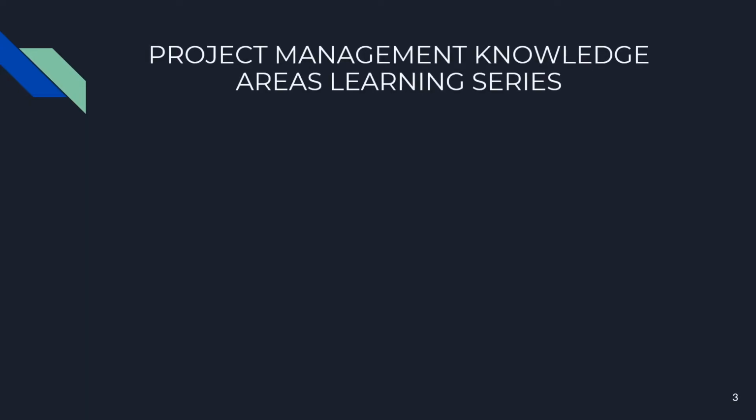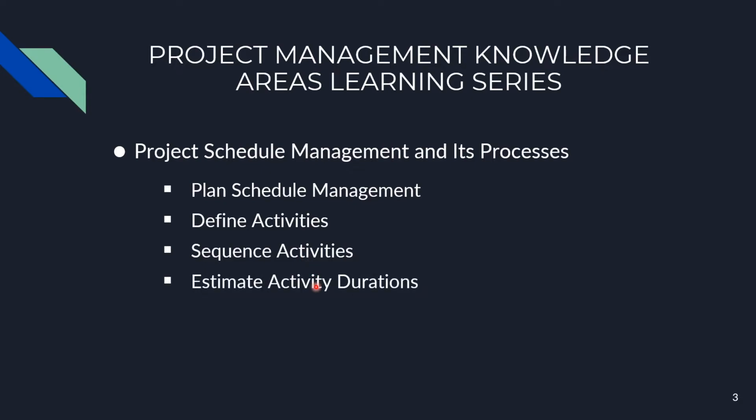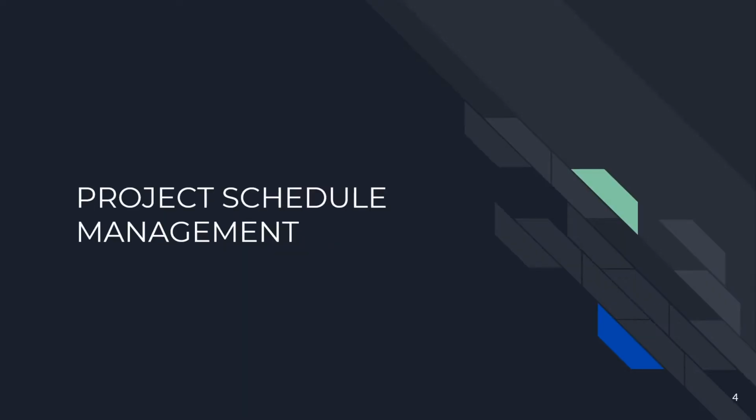Today we will be covering the project schedule management and its processes. So the processes under project schedule management are plan schedule management, define activities, sequence activities, estimate activity durations, develop schedule, and control schedule.